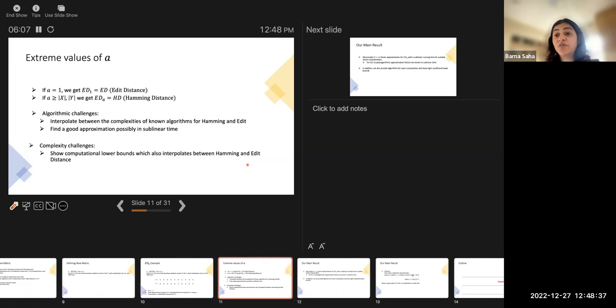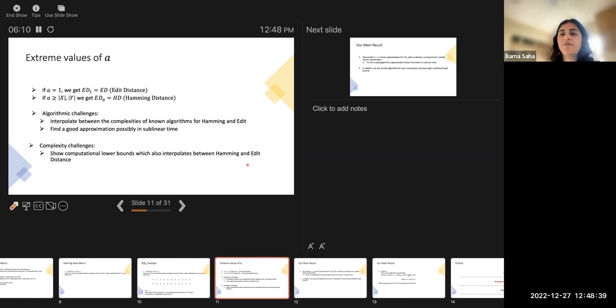If a is equal to 1, well, in that case, you get back your normal edit distance. Everything has uniform cost in that case. On the other hand, if you set a equal to n, the length of the string, then substitution is so much cheaper that you don't want to have any insertion deletions at all. So now you are in the Hamming distance regime. Therefore, by varying a, you can have a nice interpolation from Hamming distance to edit distance. A equal to 1 is edit distance, a equal to n is Hamming distance.